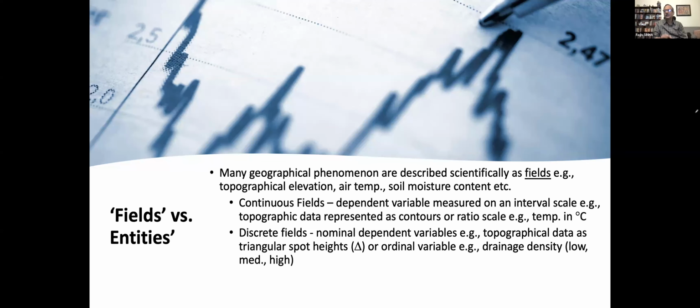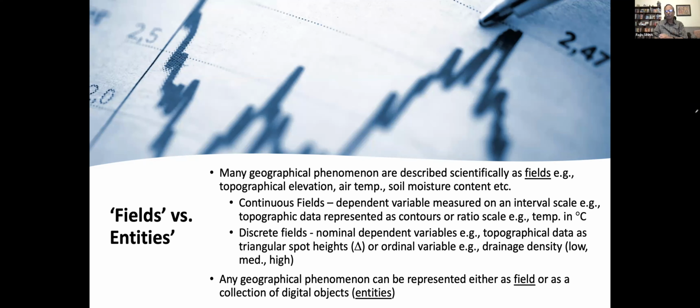There are independent, nominal dependent variables. For example, you can also represent topographic data as a spot height, or as an ordinal variable, like density, for example, low, medium, high. So there are many ways the fields are represented, either as a continuous field or as a discrete field. But the fundamental point is that any geographical phenomenon can be represented either as a field or as a collection of digital objects like entities, for example, right?